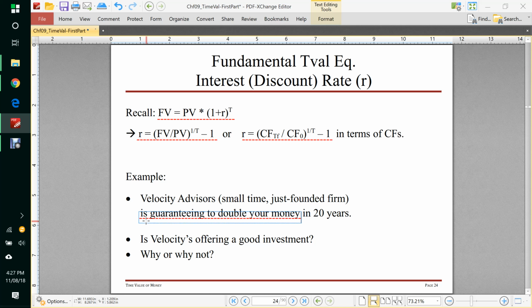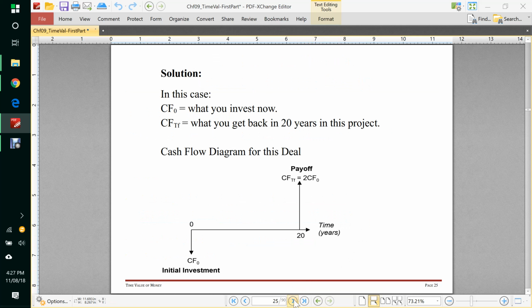Wow, double our money in 20 years. Maybe that's pretty cool. Well, actually, I really have no idea, but let's see what we can suss out here. Okay, so first off, let's go ahead and look at a cash flow diagram for this project. I've got it drawn for us already, but I want to ask the question, who is this for? Is this for Velocity or is this for us?